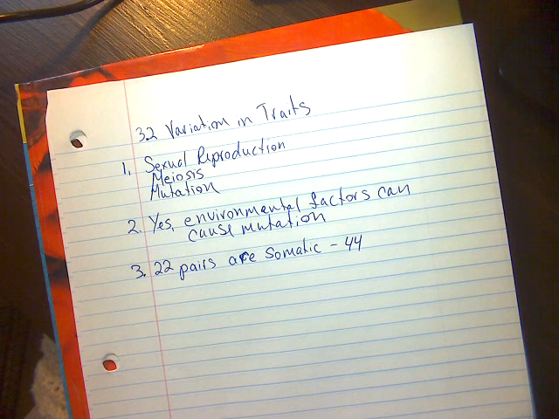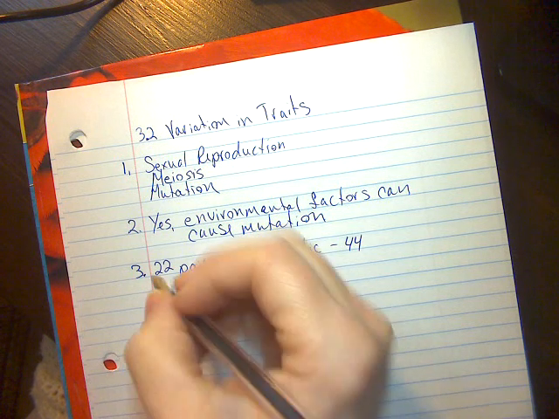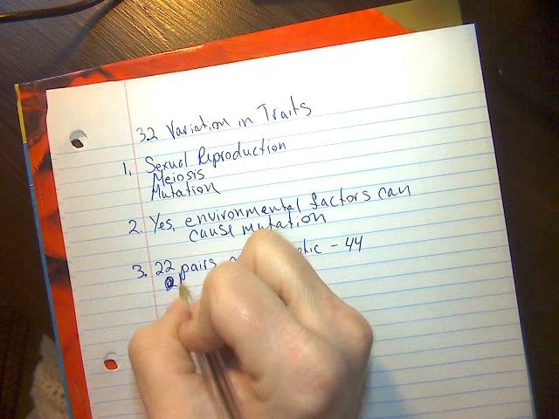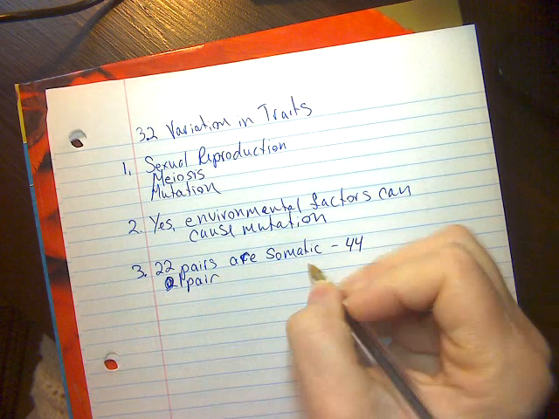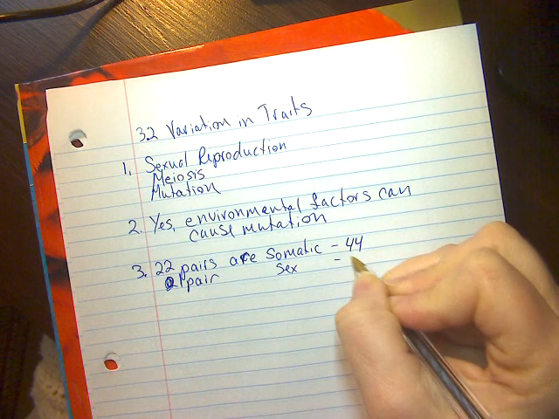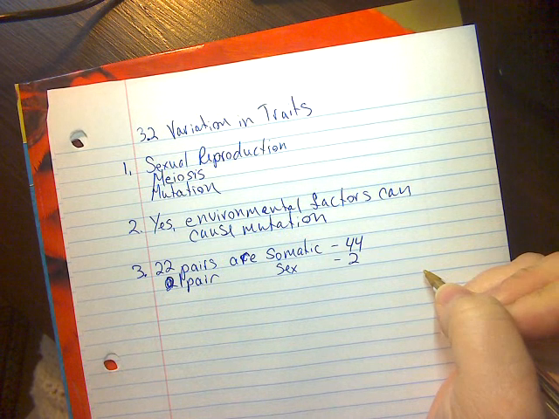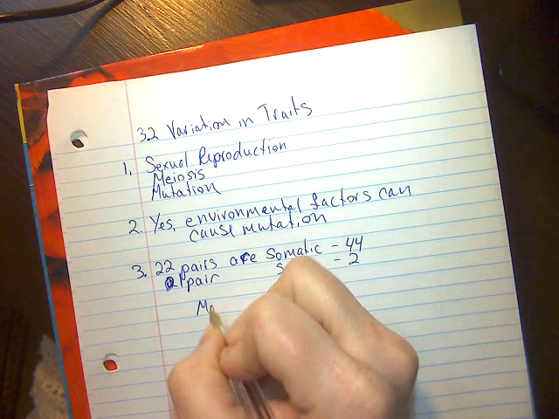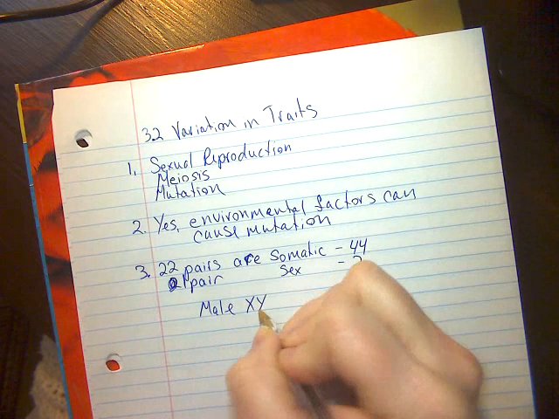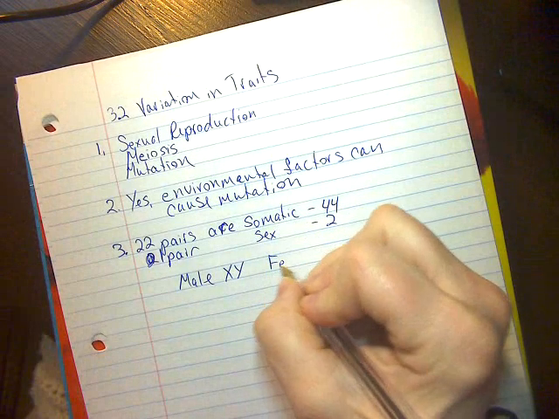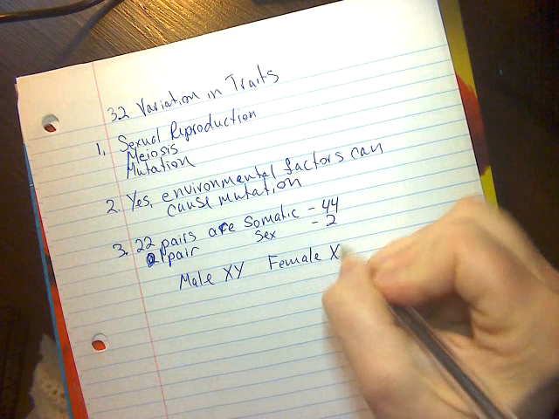The second part of the question, how many sex chromosomes are there? Well, there's 2. There will be one pair of sex chromosomes, so that's 2 total chromosomes. And so how do we identify the sex chromosomes? Remember that male is an X and a Y chromosome, and female is 2 X chromosomes.